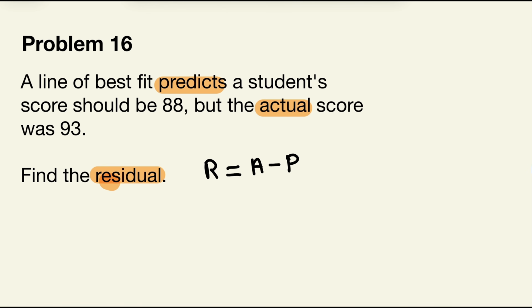All right, so a line of best fit predicts a student's score should be 88. So where we see this P for prediction, we'll place 88 there. And then for A, which is for actual, that score was 93. So we'll place 93 here. So let's go ahead and find the residual. 93 minus 88 equals 5, meaning that the residual is 5. Okay, and that is the final answer.